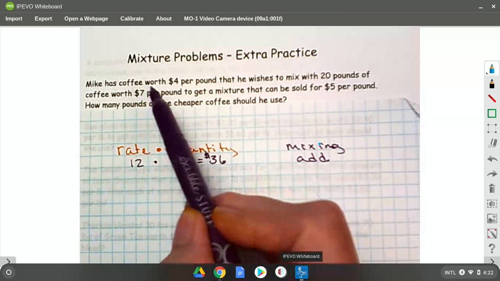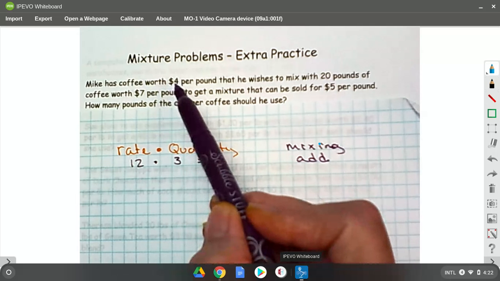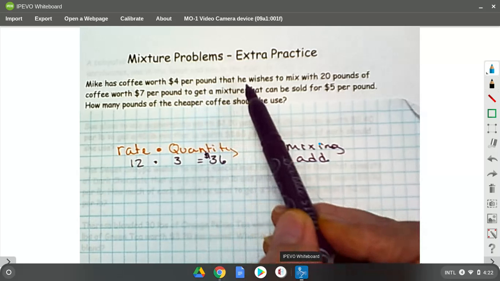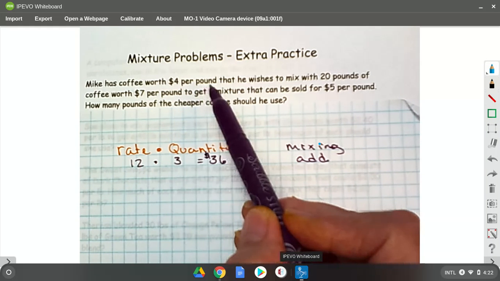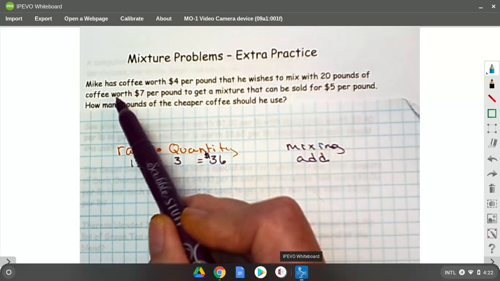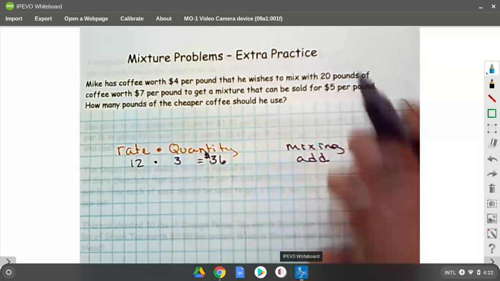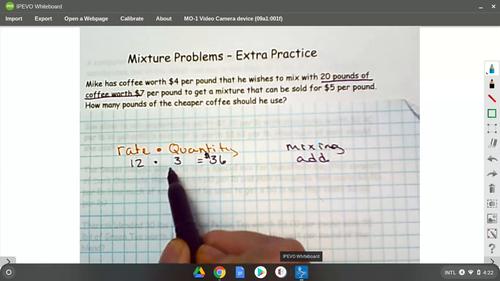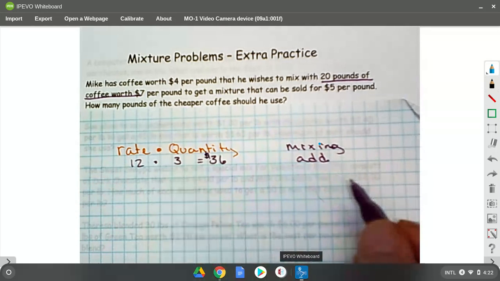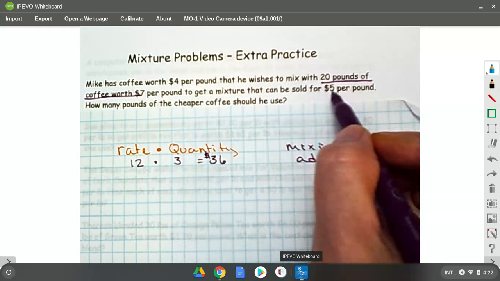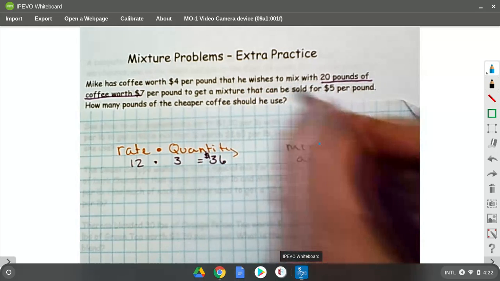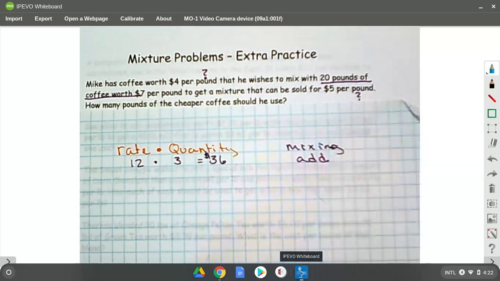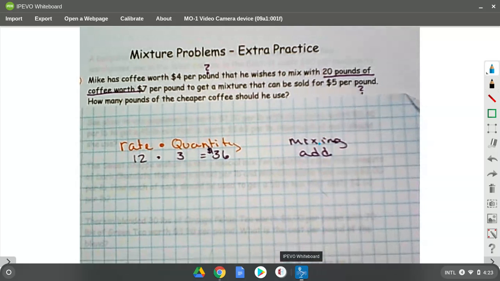All right, Mike has coffee worth $4 per pound. So $4 is my rate. It does not give me how many pounds, so I know that's going to be a variable. To mix with 20 pounds of coffee worth $7. Okay, so I have this 20 pounds of coffee worth $7. So right there, just like my 12 times 3, I'm going to have 7 times 20. To get a mixture that can be sold for $5 per pound. So I don't know how many pounds of the $4, and I don't know how many pounds of the mixture. Those are what I'm going to have to figure out.